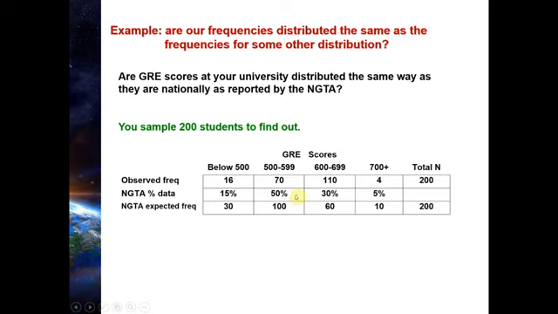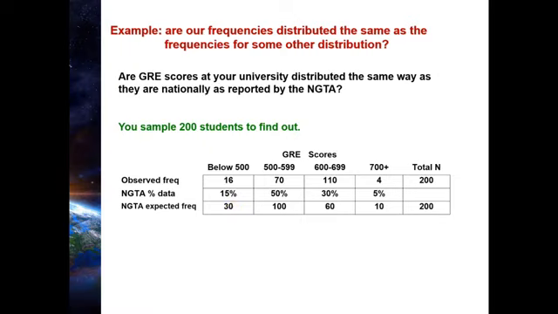You've got to either convert all of these numbers here to a percentage, and then you're comparing percentages to percentages. That's okay, apples to apples. Or you've got to take these numbers here, the percentages, and convert them to frequencies. And then you're comparing frequencies to frequencies. And that's, again, comparing apples to apples.